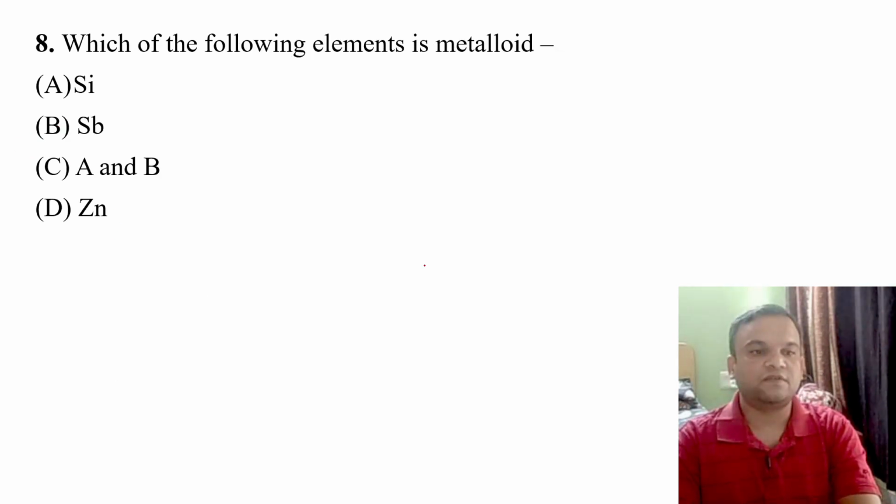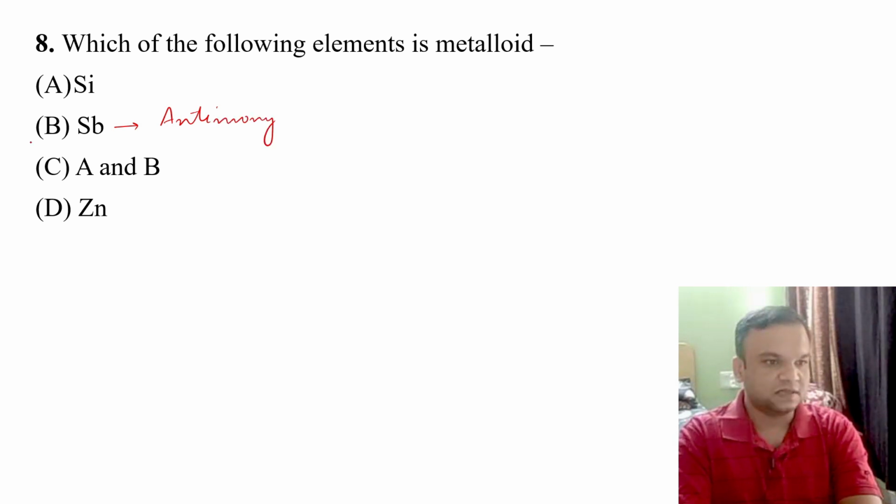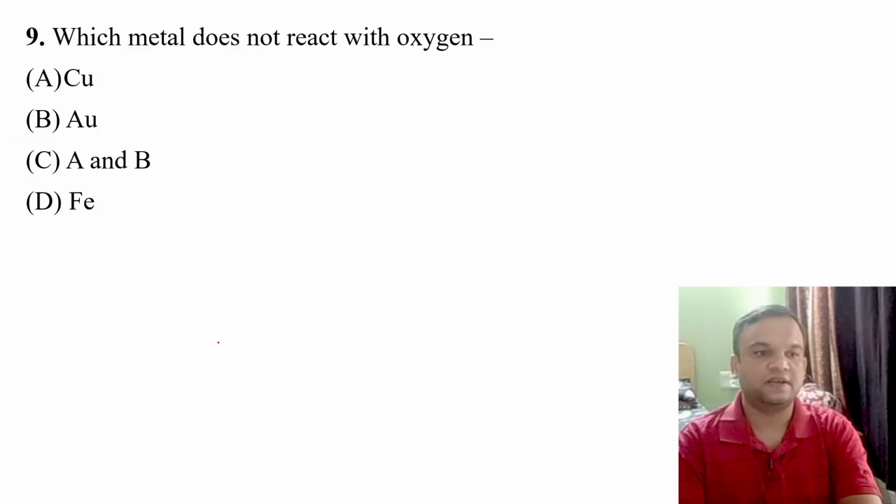Next question is, which of the following elements is a metalloid? Out of these options, Sb, that stands for antimony, is a metalloid. Next question is, which metal does not react with oxygen? Out of these copper, gold, iron, gold is least reactive with the oxygen.